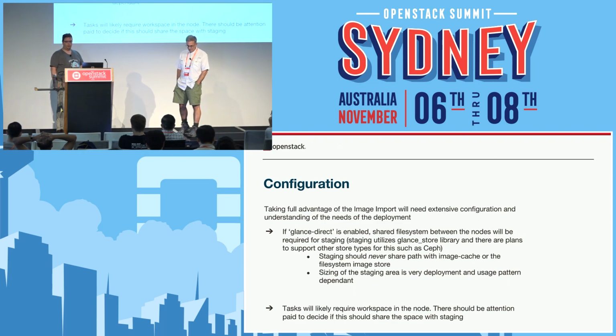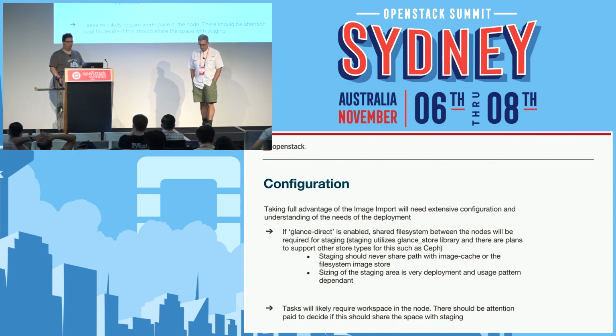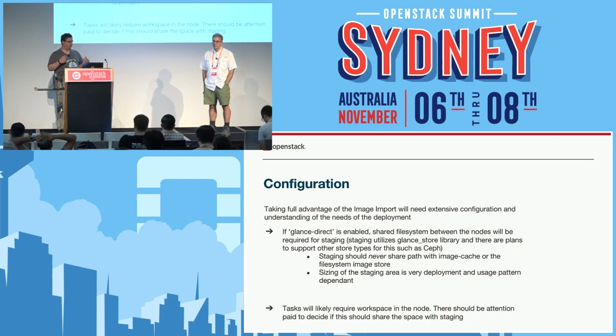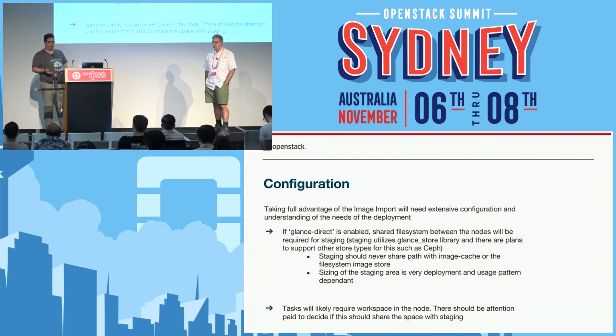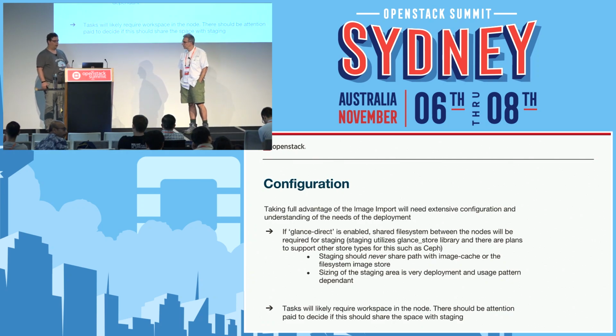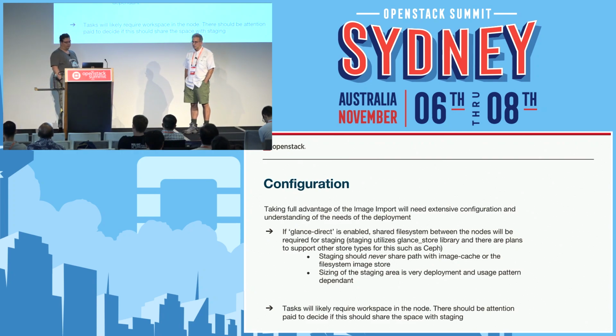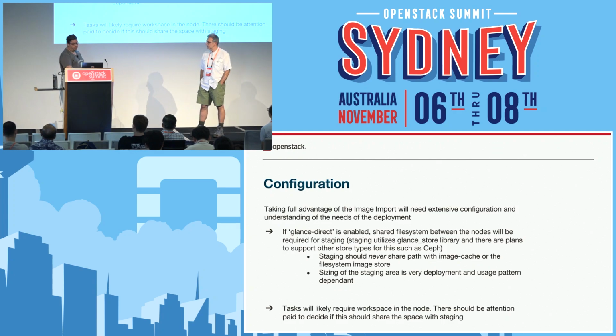Yeah, and the tasks that are running on the import call might need a workspace as well. For example, the copy-from will need a space where it can store the image data before it's pushed to the backend. Depending on the usage patterns and how you are using those tasks, you might want to share that, and we will definitely allow sharing that path. You can use the same file path or same file system, utilizing those workspaces for the tasks and the staging.